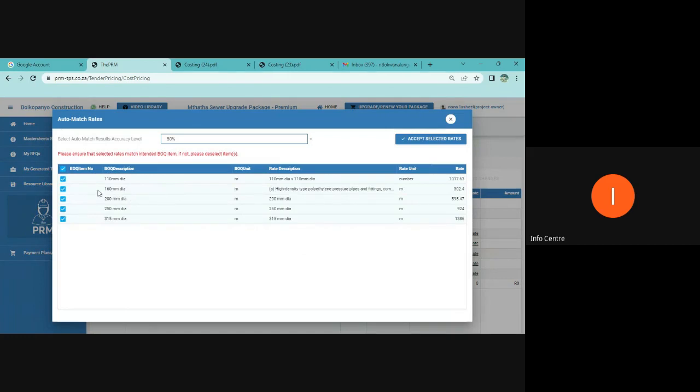And then I can see something is wrong here. 160 millimeter diameter and my unit is meter. Here, it's not saying 160 millimeter diameter. So I don't trust this. Also, I don't trust this. Look, 1 millimeter diameter and my unit is meter. Here is 1 millimeter by 1 meter and the unit is number. No, this is not right. So you can see I can deselect and accept the other ones.